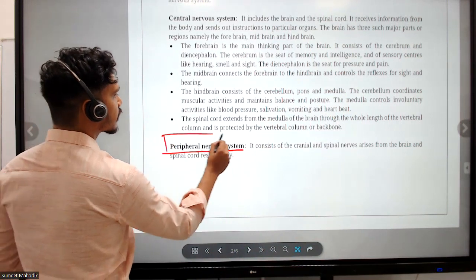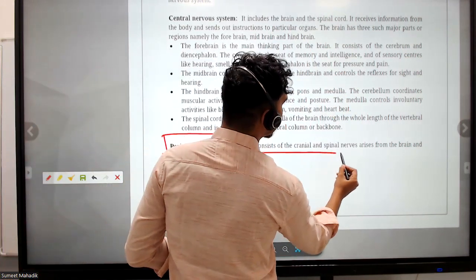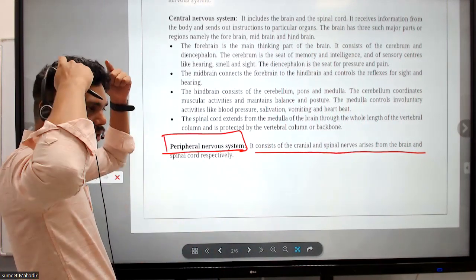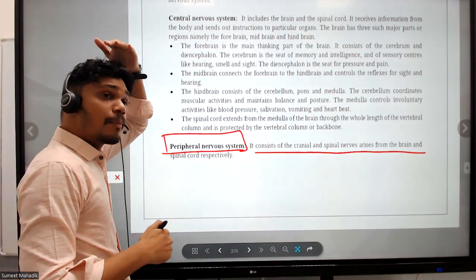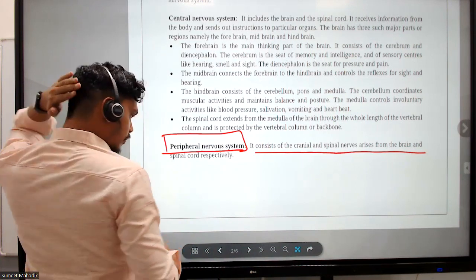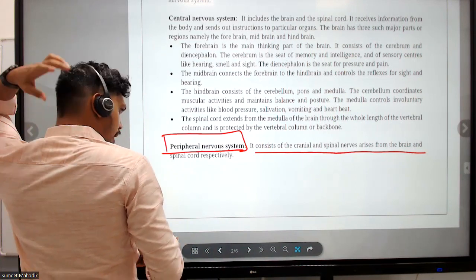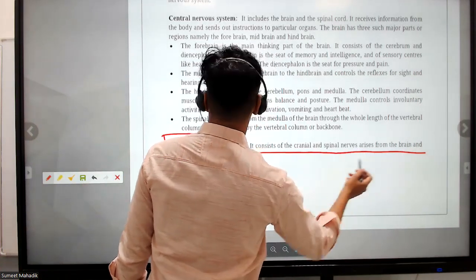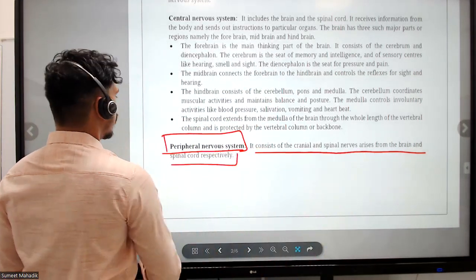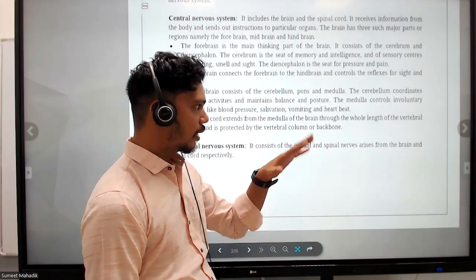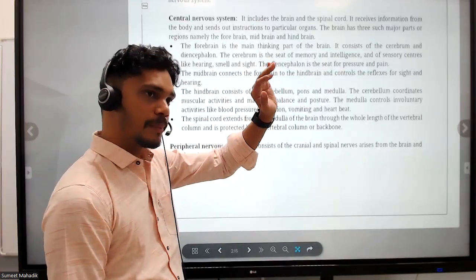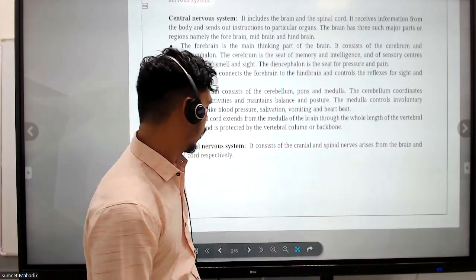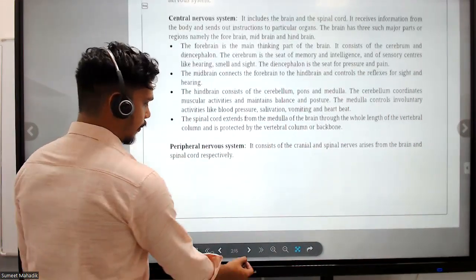Now the peripheral nervous system consists of the cranial and spinal nerves. See, we are getting a sensation of the hair we are touching because there are cranial nerves. Cranial nerves are from this part. And the nerves going from the spinal cord are called spinal nerves, from the brain and the spinal cord respectively. So there are two types of nerves emerging, some from the brain, that's called cranial, and some from the spinal cord, that's called spinal. Majority are from the spinal.